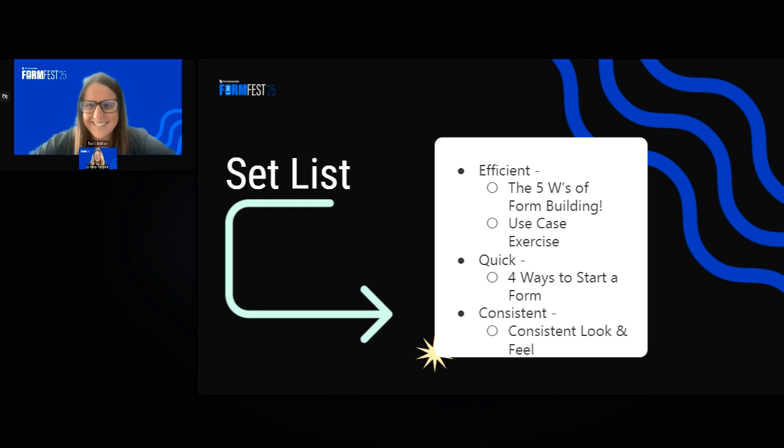Awesome. All right, well, going through our set list today, we are going to cover 3 different hot tips for building out those forms. We'll start with how you can be efficient with those form builds by covering the 5 W's of form building, and also go through an actual use case so you can see how that brainstorming goes on the back end. We'll also talk about how the way that you start your form really has an impact on how quickly that form can go live. And lastly, we'll wrap up with how you can be consistent on your look and feel of forms across multiple forms and multiple users. So what do you think, Beth? You ready to rock and roll? Let's rock and roll. Let's do it.